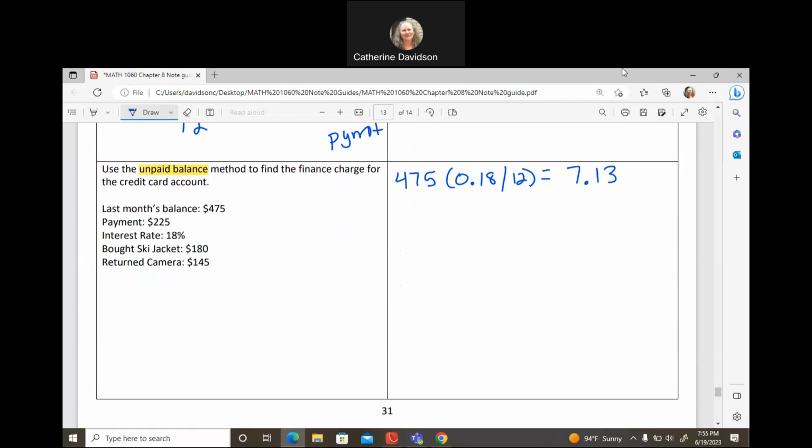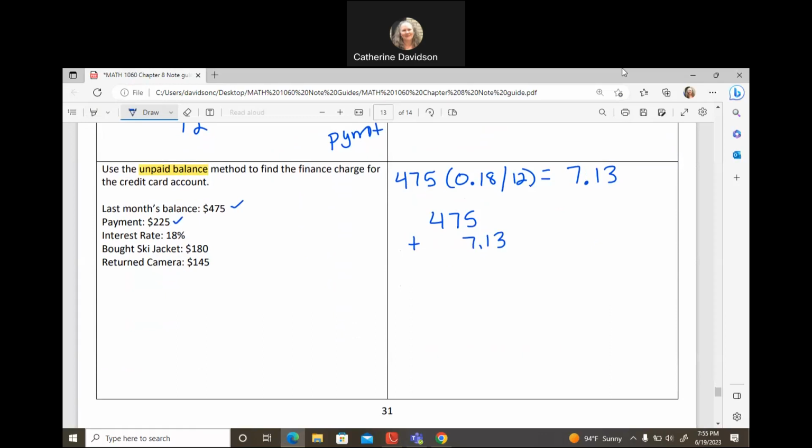So think about that credit card. It has a balance of $475. There's a finance charge of $7.13 for the previous month. What does that do to the balance of the card? What does it do to how much you owe the credit card company? It's going to increase your balance.